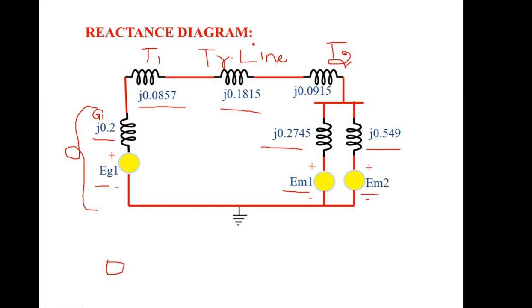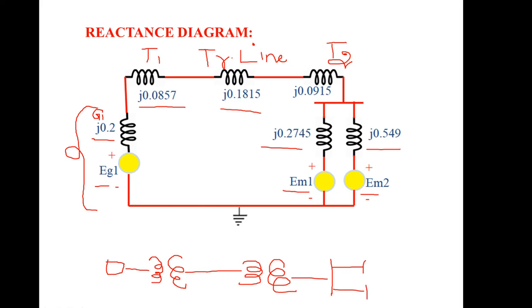Our single line diagram given in the question is like this: this is my generator, G1 we found, and next is the transformer, then the transmission line, and again a transformer is given. In transformer 2, the motors are divided into M1 and M2, that's why the diagram is like this. So this is the reactance diagram obtained from the single line diagram as well as the given data.